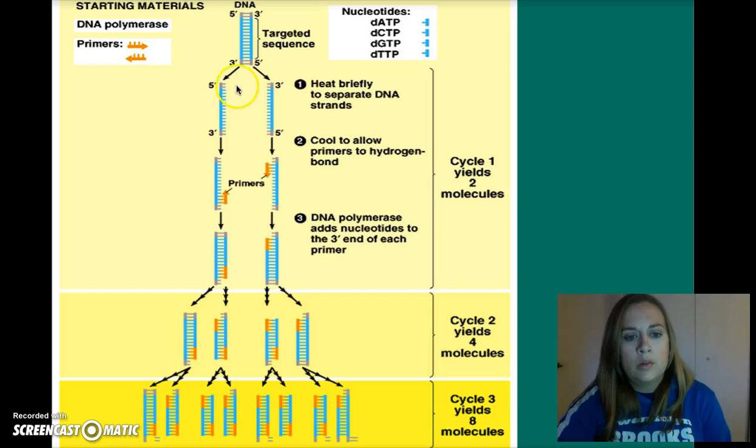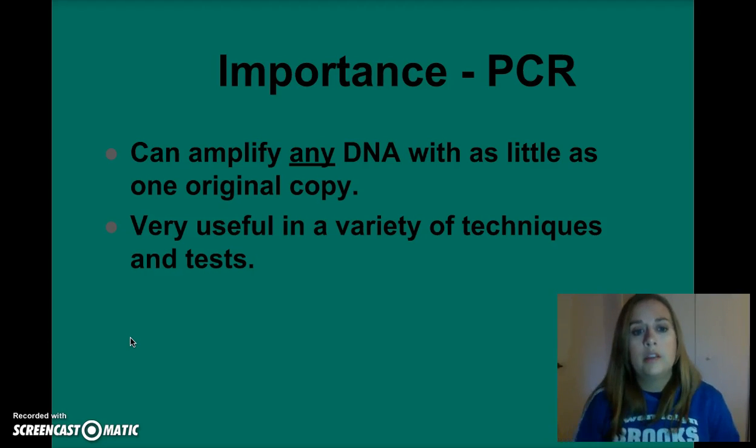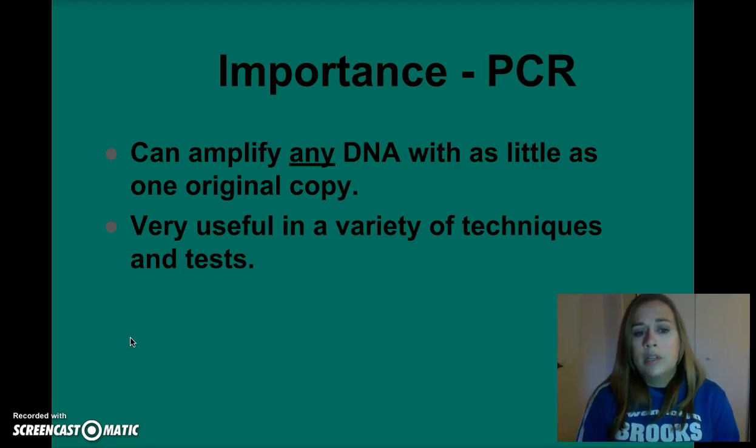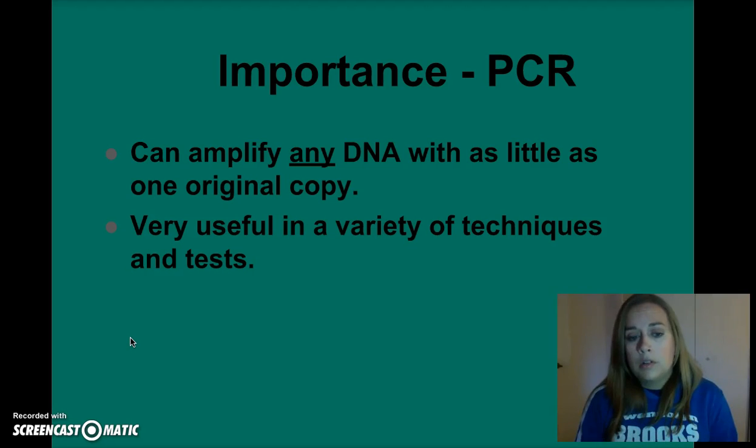And so you started with the one strand. You have two strands, you keep repeating this, and by cycle 3 you now have 8 strands of the DNA that you're looking for. So it can amplify DNA with as little as 1 original copy. This is very useful in a variety of different tests.